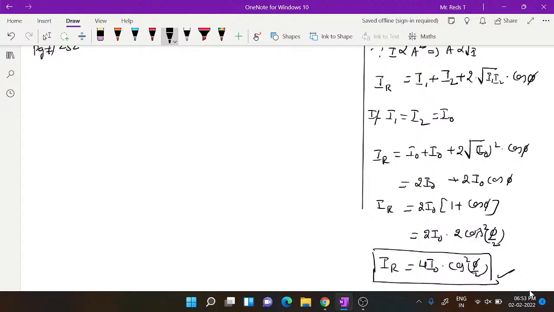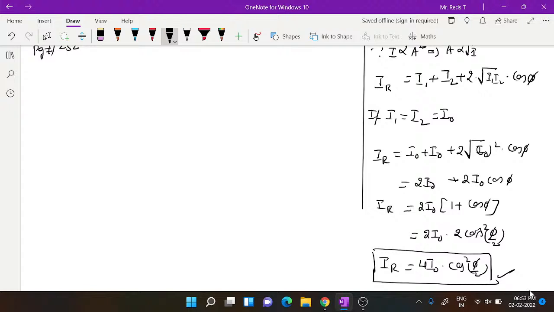We call it constructive. And if it is odd multiples of pi, 1 pi, 3 pi, and so on, we'll get destructive interference, zero intensity. So we can say that intensity depends on phase difference, but phase difference also depends on path difference. So you can say intensity depends both on phase difference and path difference.